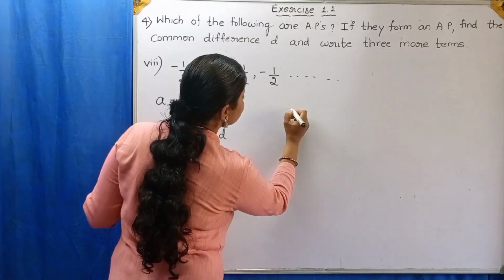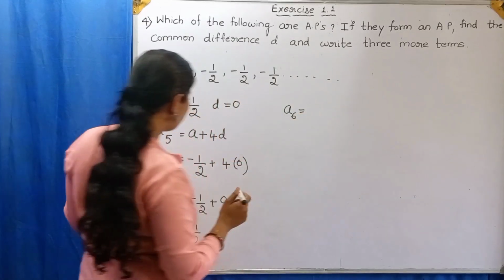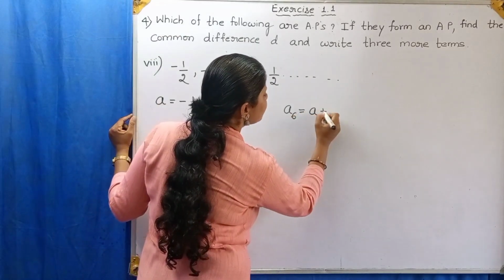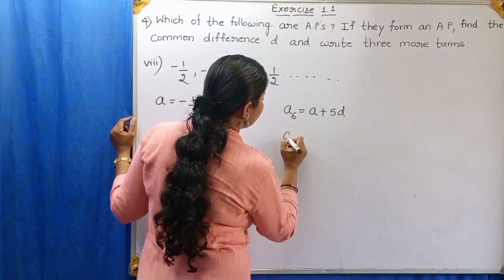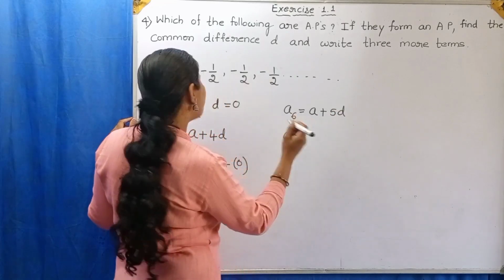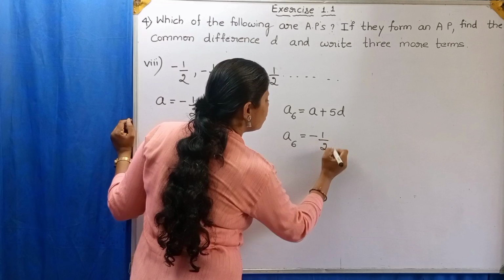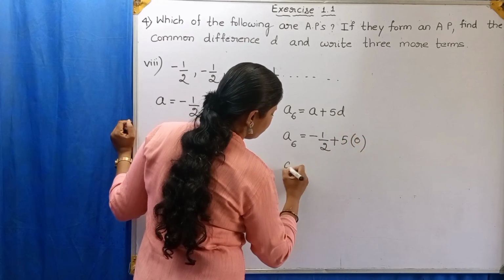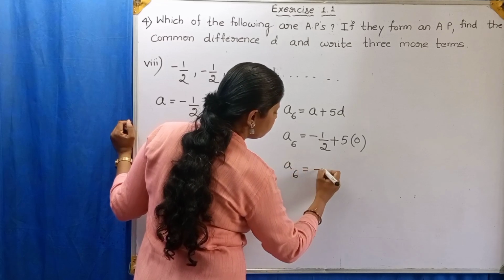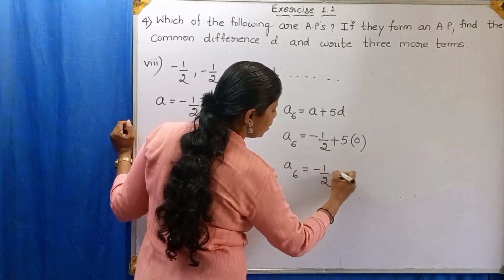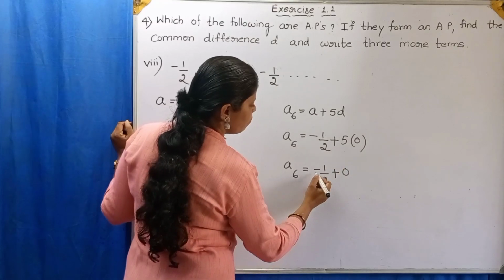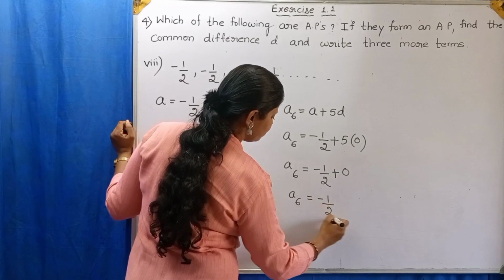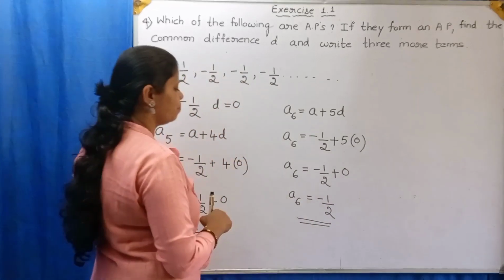A6. We will get the same answer, but we have to do it in the exam. So, do it. A6 is equal to A plus 5D. A6 is equal to A is minus 1 by 2 plus 5 into D is 0. Therefore, A6 is equal to minus 1 by 2 plus 0. Minus half plus 0 is what? Minus half or minus 1 by 2.